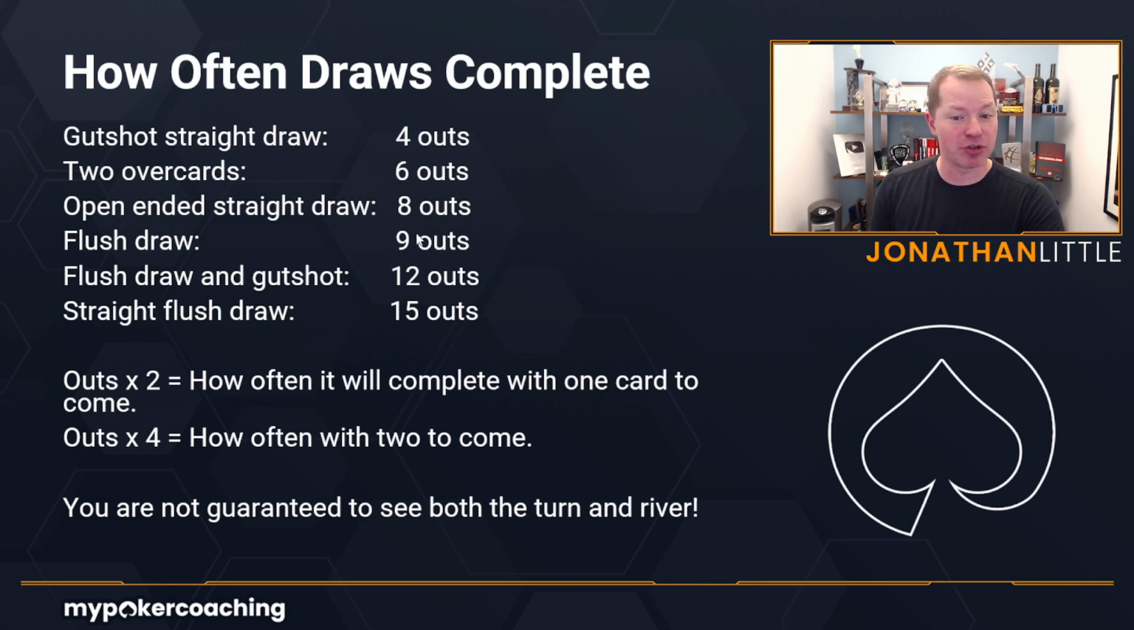So let's say you have a flush draw. You have 9 outs times 2. 9 times 2 is 18. That means you are going to win roughly 18% of the time, assuming you only get to see 1 card.